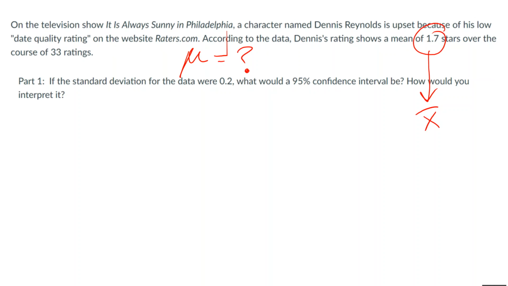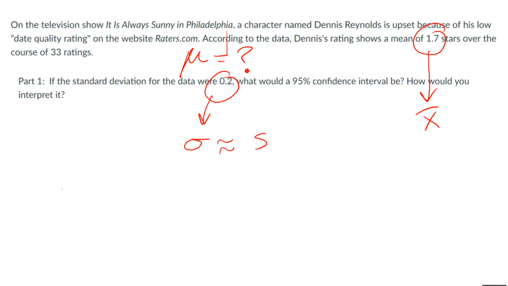In this problem, we'll use a standard deviation of 0.2. And we can identify this as the population standard deviation. We can identify it as the sample standard deviation. Either way, it's going to lead to the same formula, just a slightly different critical value. But in this case, we're just going to use a critical value of 2 from the empirical rule for 95% confidence.